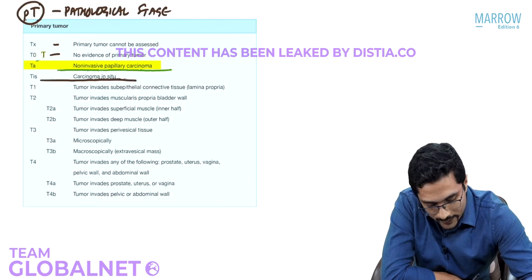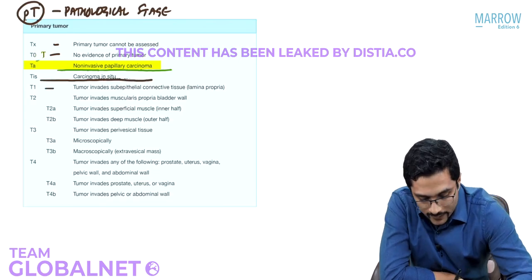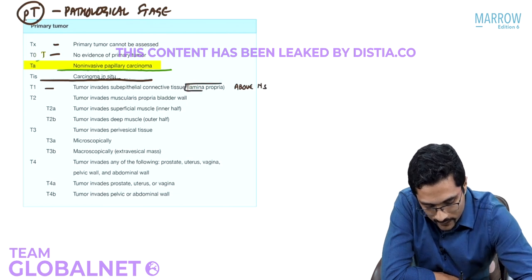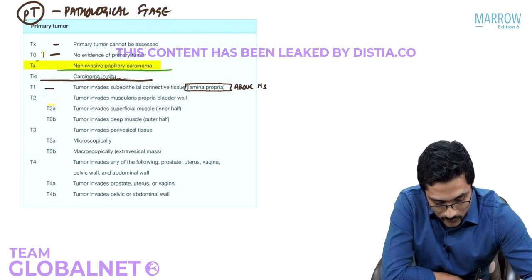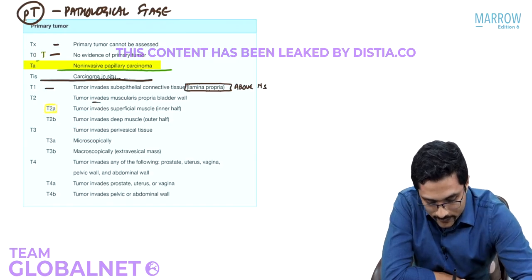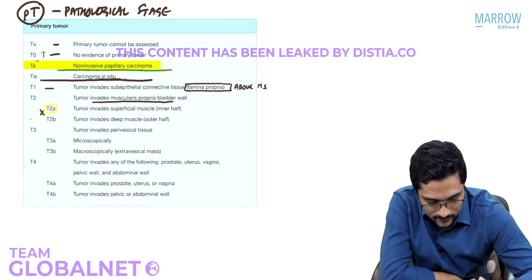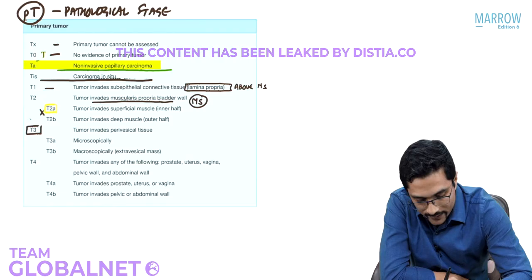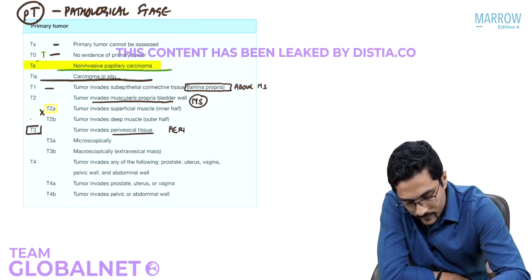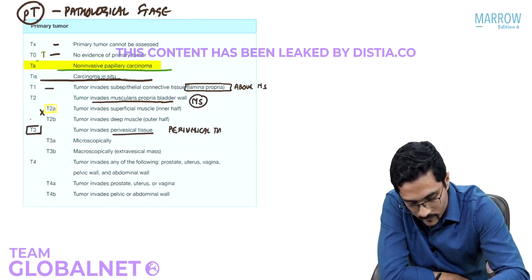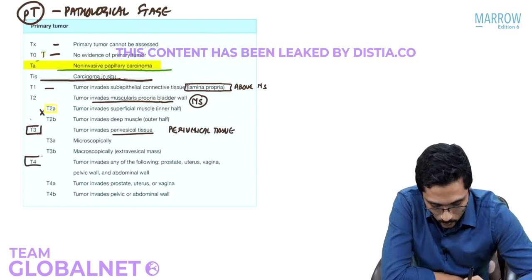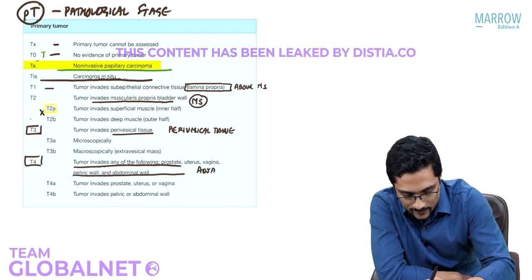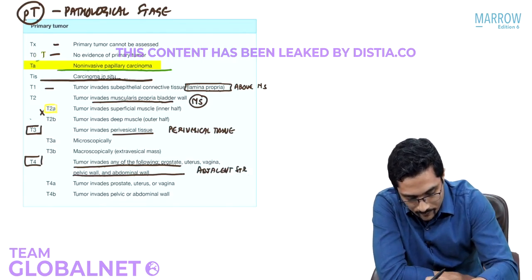Tis is carcinoma in situ. T1 is above the muscle layer, that is, it is involving the lamina propria. T2 is when it invades into the muscle layer. T3 is perivesical tissue. And T4 is when it invades adjacent structures. So that is a simple thing which I want you to remember.